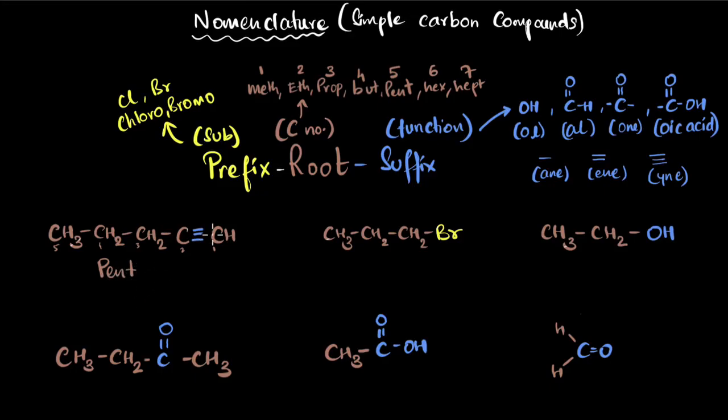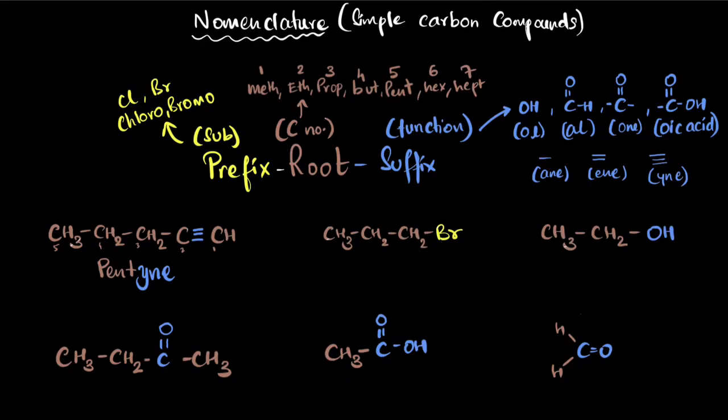If I had only single bonds, I would have called it pentane. But notice I have a triple bond over here. So I end with not pentane, but I end with pentyne. So this is an alkyne. So this is how you write it. So this is the suffix. Okay, why don't you try this one?